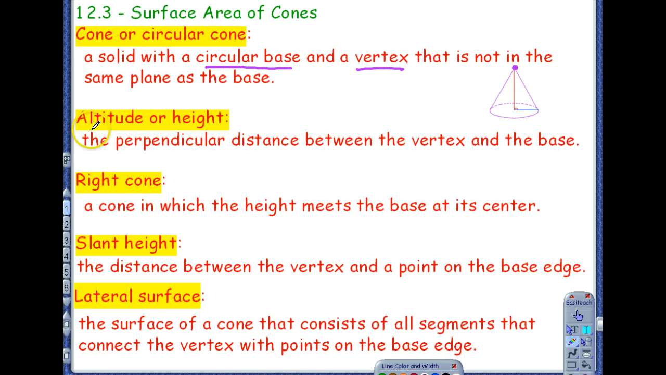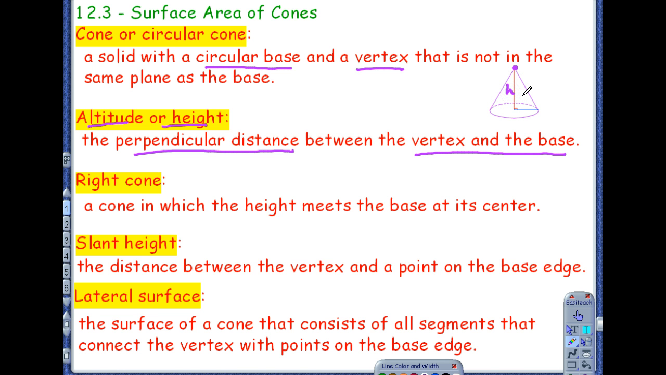So let's start with altitude or height. This is, again, the perpendicular distance between the vertex and its base. So if I draw a segment that's perpendicular from the vertex to the circular base, like I have here, this would be considered the height.